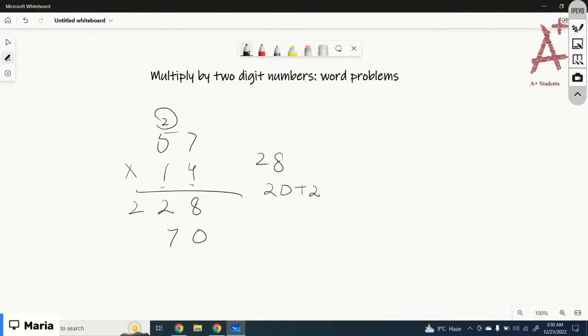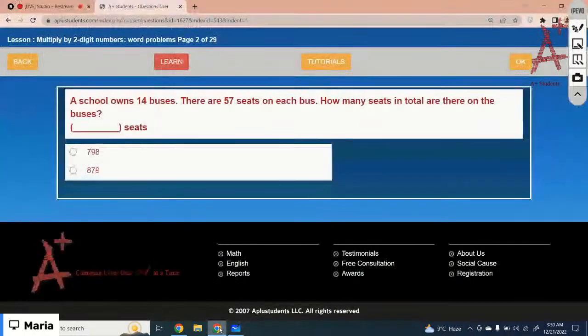1 times 7 is 7. 1 times 5 is 5. Just add up. 8, 7 plus 2 is 9, and 5 plus 2 is 7. It is 798. So the correct option is 798. Just select the correct option, then click on the OK button.